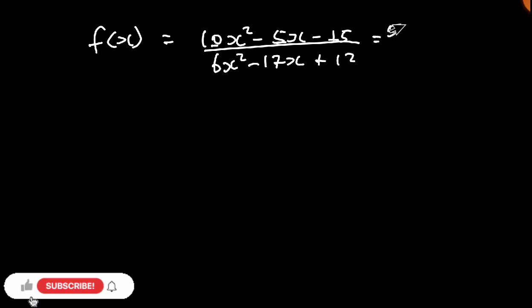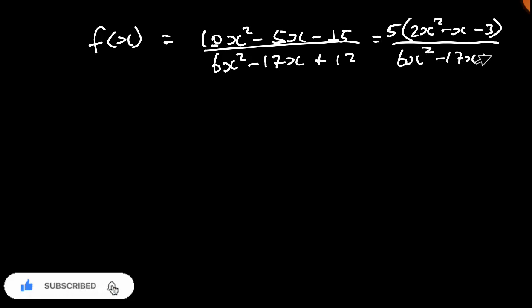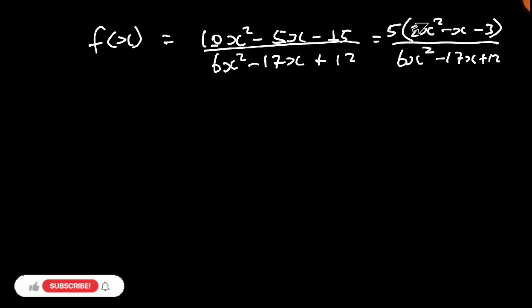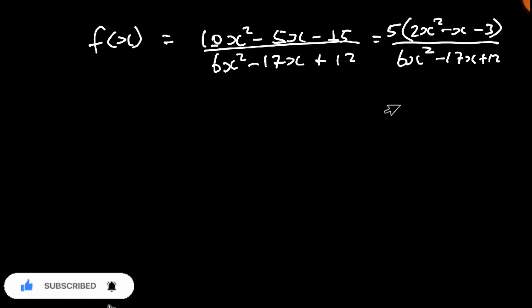So it's going to be 5 into, 10x squared divided by 5 will be 2x squared, -5x divided by 5 will be -x, and then -15 divided by 5 is -3. Now divided by, there's no common term to factor out here, so let's just rewrite it: 6x squared minus 17x plus 12. So let's factor out this numerator. Now since the coefficient of x squared is not 1, since it is 2, we are going to multiply the coefficient of x squared, which is 2, with -3. So 2 times -3 is going to give us -6.